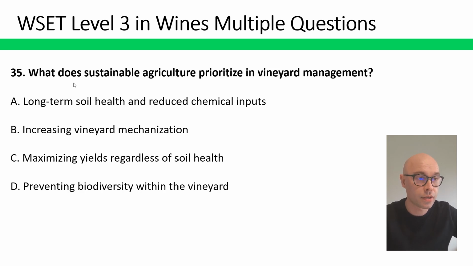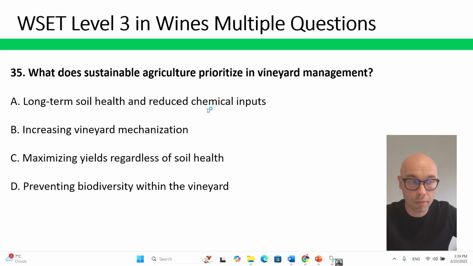What does sustainable agriculture prioritize in vineyard management? Long-term soil health and reduced chemical inputs, increasing vineyard mechanization, maximizing yield regardless of soil health, preventing biodiversity within the vineyard. So the correct answer is A. Sustainable viticulture is long-term soil health and reduced chemical inputs.